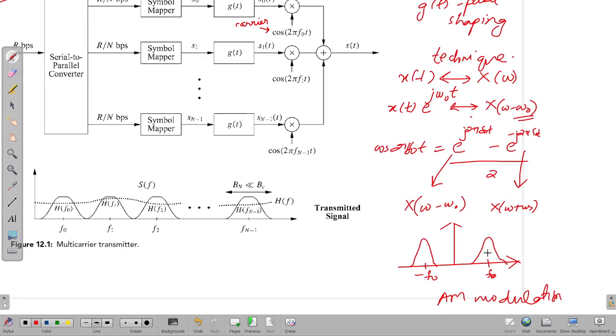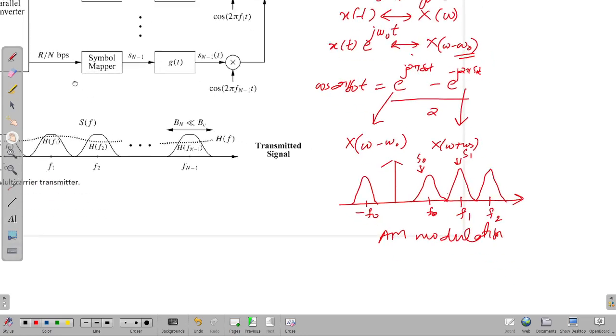F1 of t is going to be designed in such a way that, like this, f1. S1 of t is going to get shifted, so here you have S naught, in the frequency domain, and this is S1. Each subcarrier carries particular information having a bandwidth, and then the next frequency comes, which is f2.